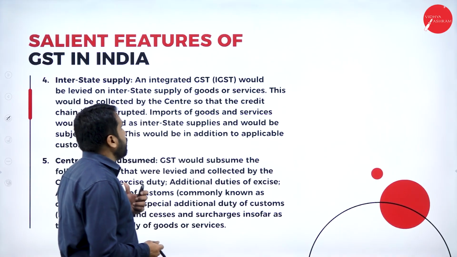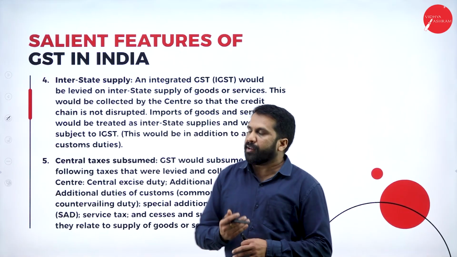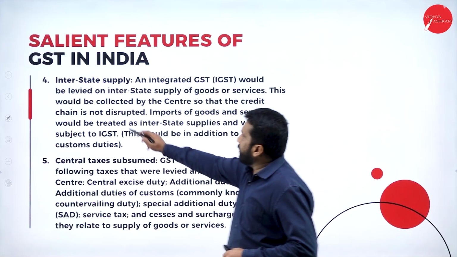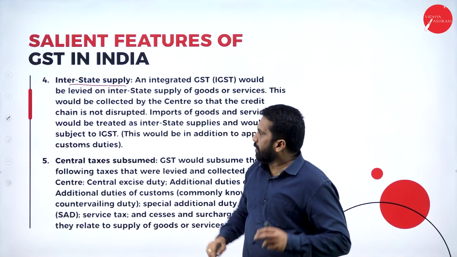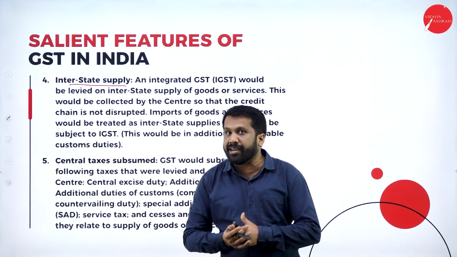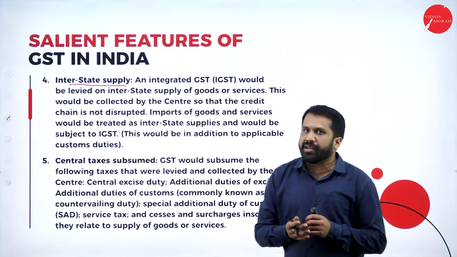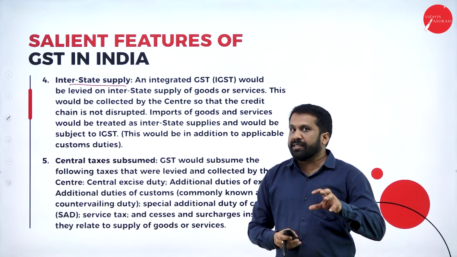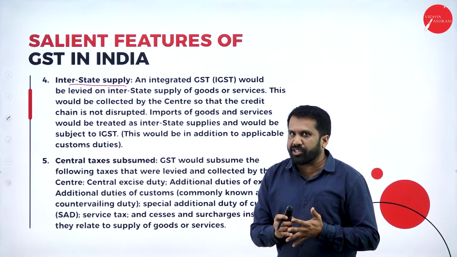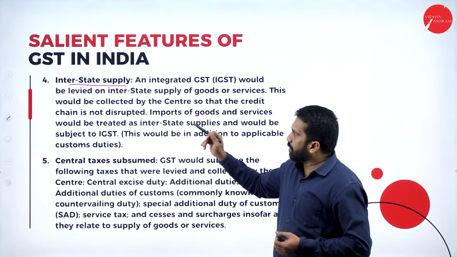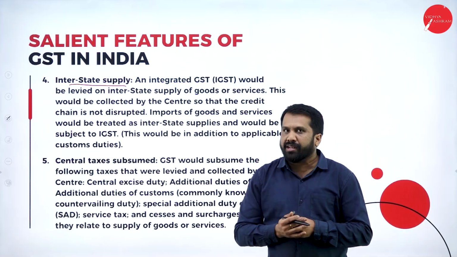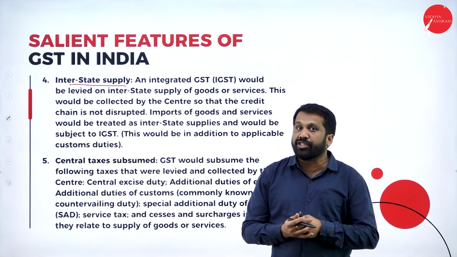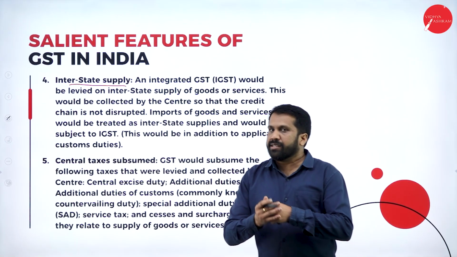The next part will again be the salient features, from the fourth point. It is interstate supply. There are two things: one is intrastate, one more is interstate. If you are selling the goods within the state, we call it intrastate. Then CGST and SGST will come. If you are selling the product from one state to another state, then it will attract IGST, Integrated Goods and Service Tax.